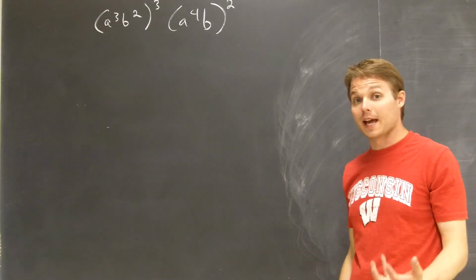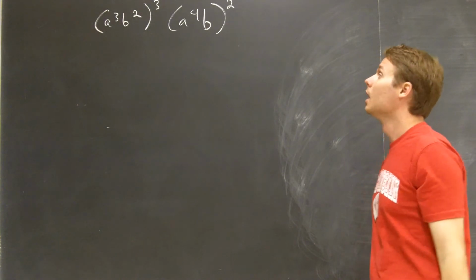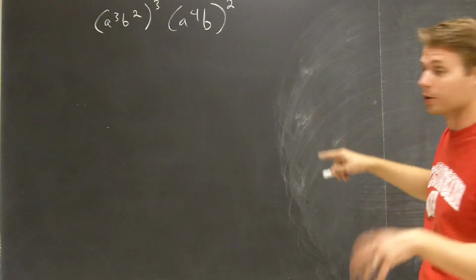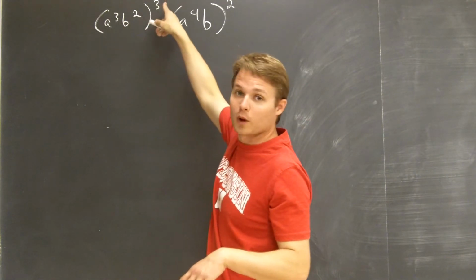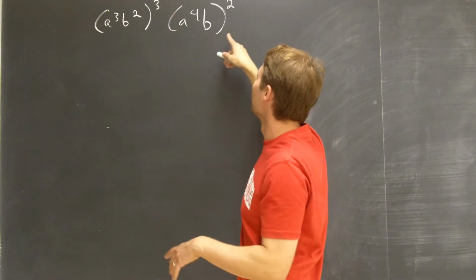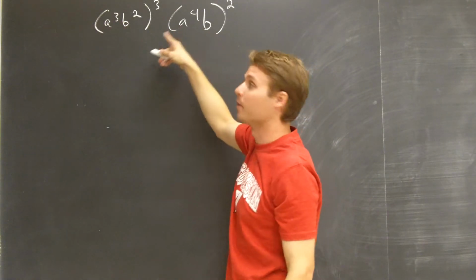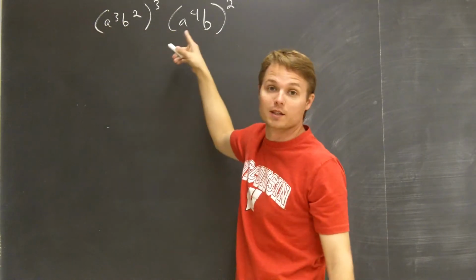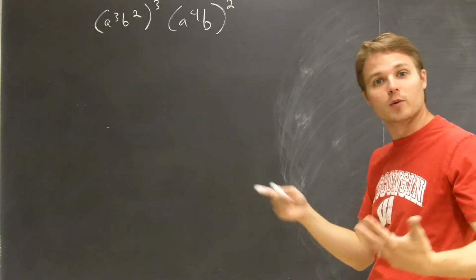So let's try a few of these problems that have a combination of some of the simple rules that we were looking at earlier. For example, in this problem, you'll notice that there's two things going on. We have exponents that are raised to another power, and then eventually we're going to want to multiply things that have common bases, because we have a's here and we have b's here as well.